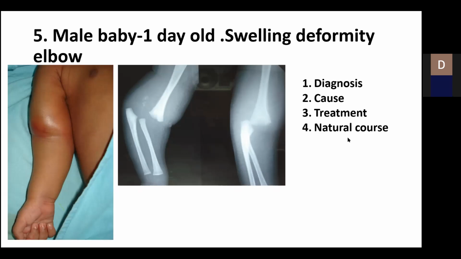And what is the natural course? Suppose you leave it untreated. Now, I said first 3 days you treat it. After the first 3 days, if the child presents after 1 week, would you treat it? Leave it alone and osteotomy later. No, we have to reduce. Yeah, leave it alone and then? Osteotomy at a later stage. Osteotomy and correction at a later stage. Yeah. Now, what is the natural course of this?